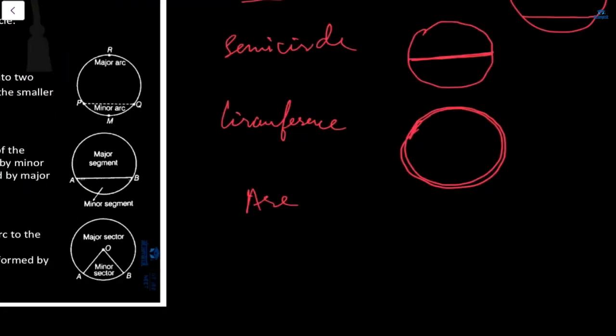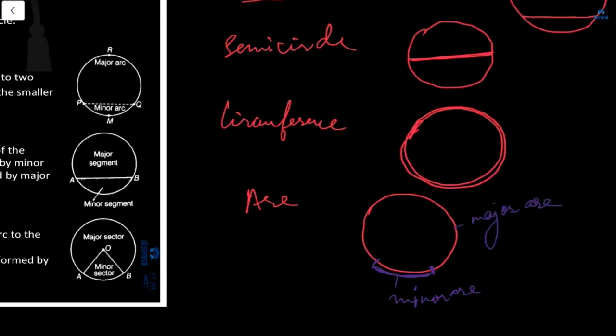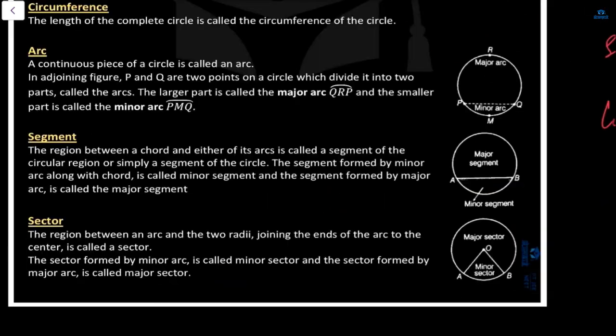Arc: a part of a circle is called an arc. If you are counting this part, this part of the circle is called an arc. The remaining part is also an arc. If you take the smaller part, this is called the minor arc, and the remaining part we call the major arc. Understood? Now, segment and sector.